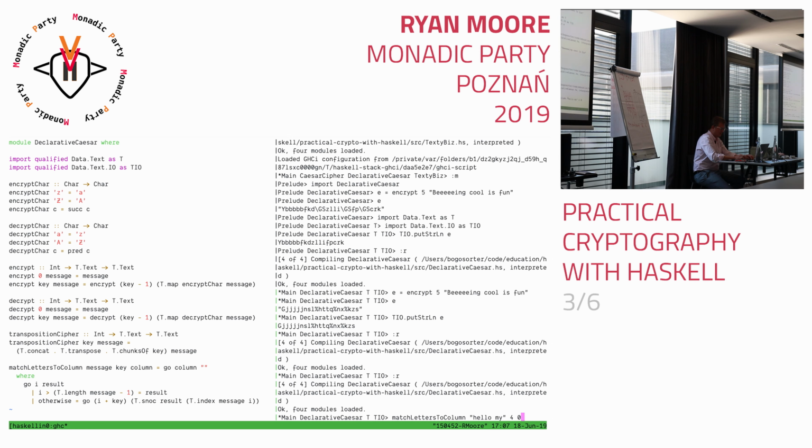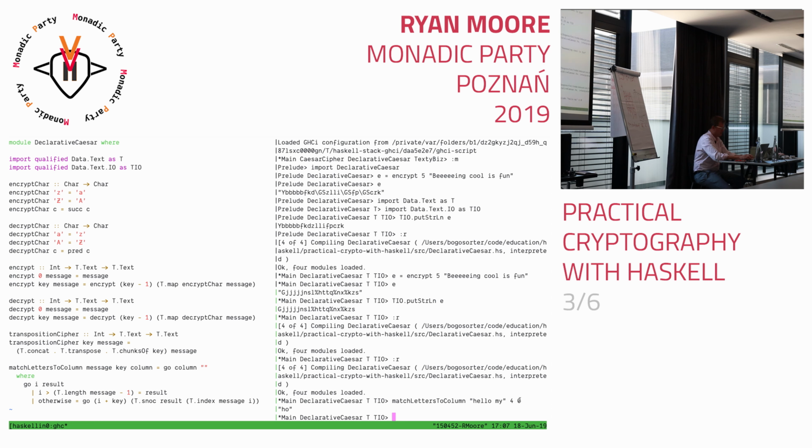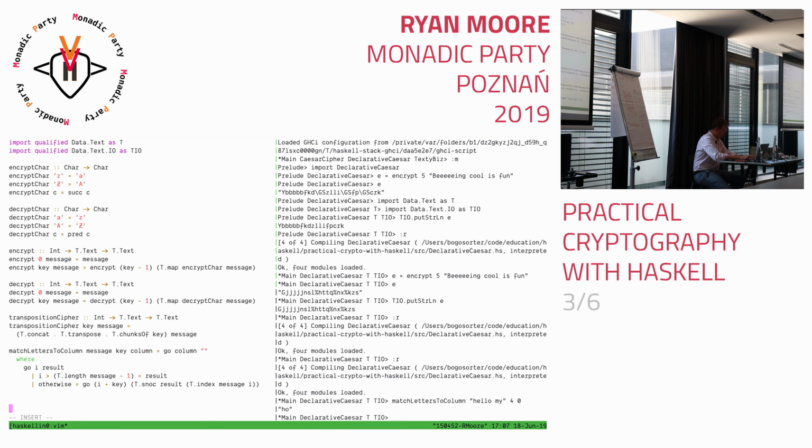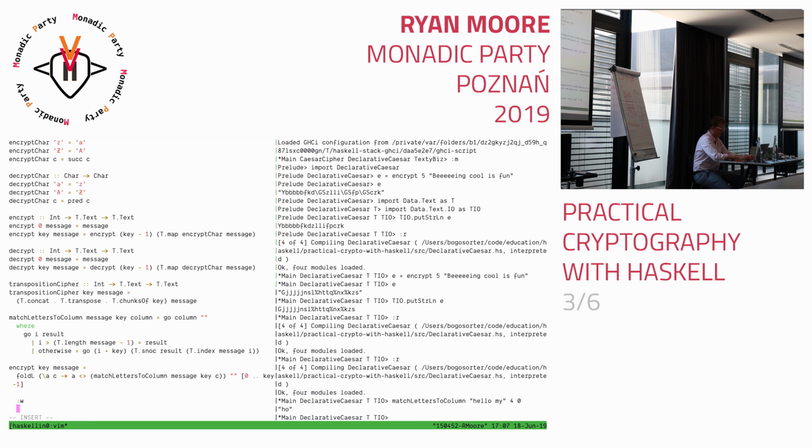So that would start at column 0, and then match those over. And then we could also do a fold and just accumulate this over, matching letters to column as we go, with an empty string and zero up until the key minus one. So that's a very not performant but explicit, imperative matching letters to column. Sorry, I'm going to run into trouble here.